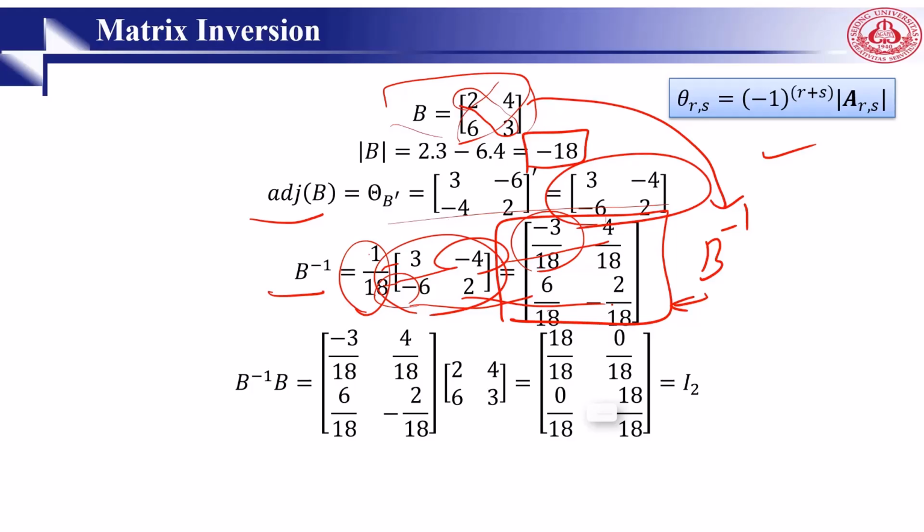If you want to make sure that your answer is correct, just do a simple multiplication, right? So if you do the multiplication, as you can see here, it will be minus 3, 18, 4, 18, 6, 18, 2, 18. So this will be 0, this will be 0, and this seems to be the identity.